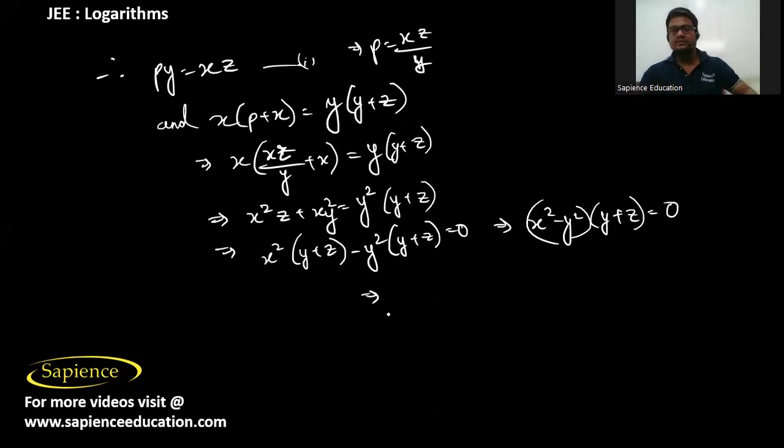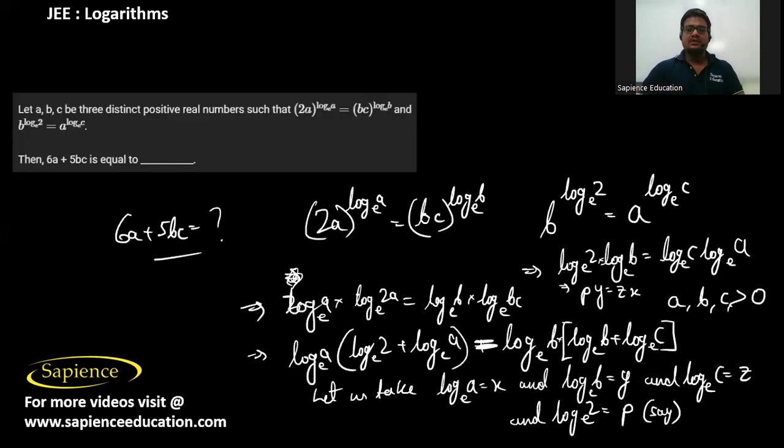So therefore now here it is told that a, b and c are greater than 0 only.